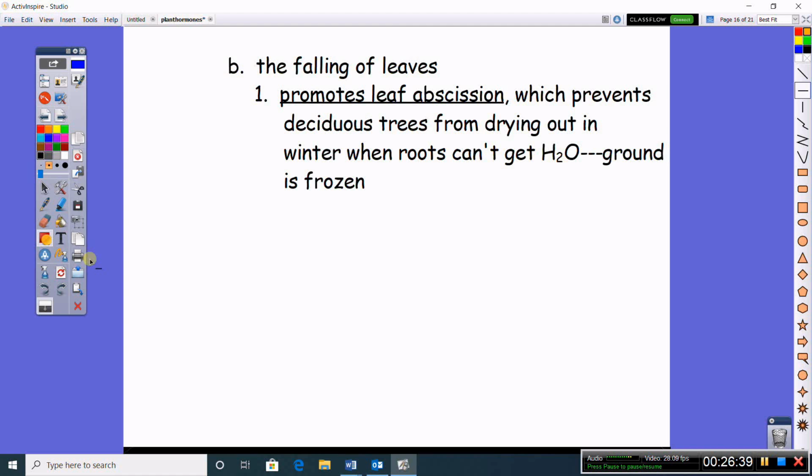All right. We said that ethylene promotes the aging of fruit and flowers. One way it does that is by promoting fruit ripening. Another way it does that is by promoting leaf abscission. We had a hormone before that would inhibit leaf abscission. This is the one that promotes it. It's going to promote the leaves falling in the fall from your deciduous trees. And remember, the reason it does that, it prevents the deciduous trees from drying out in the winter when the roots can't get proper water because the ground is frozen.